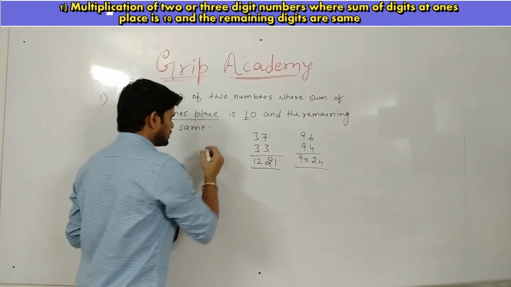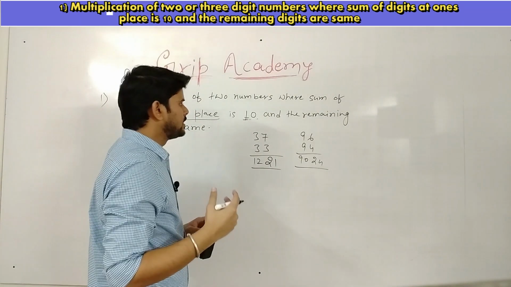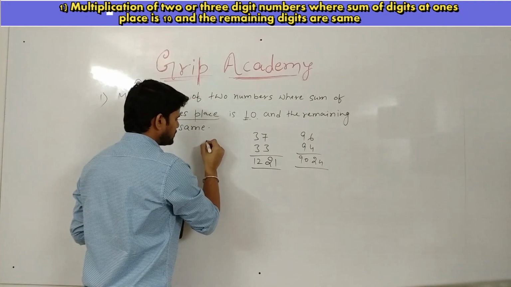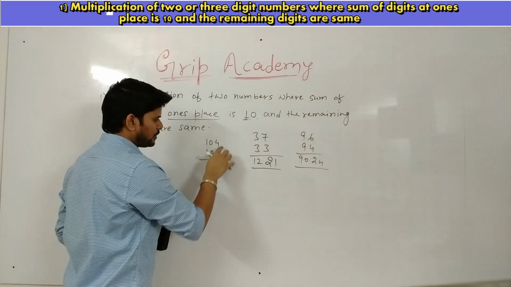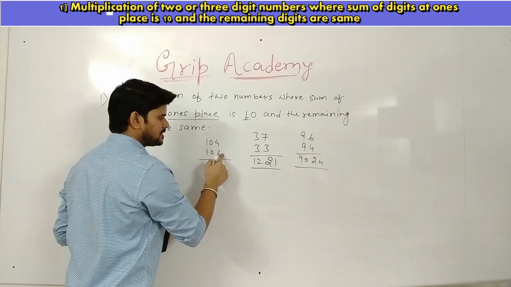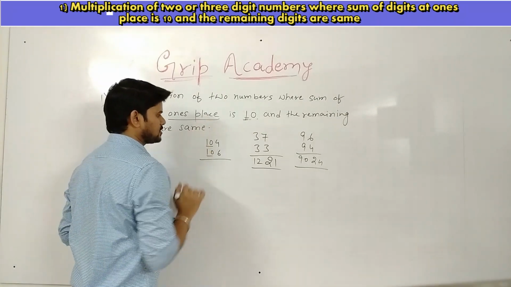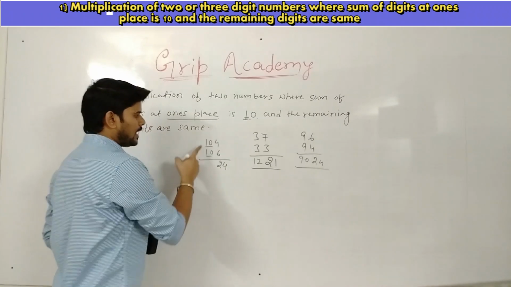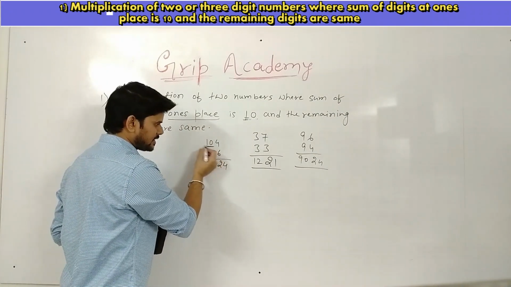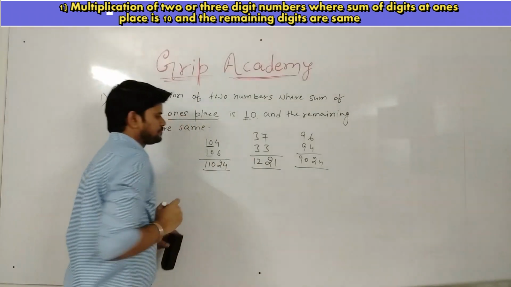Okay, let's take some examples which are greater than 100, like 104 and 106. Here the sum of these two is 10 and the remaining digits are the same, so we can apply this concept. So 4 into 6 is how much? 24. So write here 24, and the remaining digits are 10. So 10 will become 11. 11 into 10 is 110.